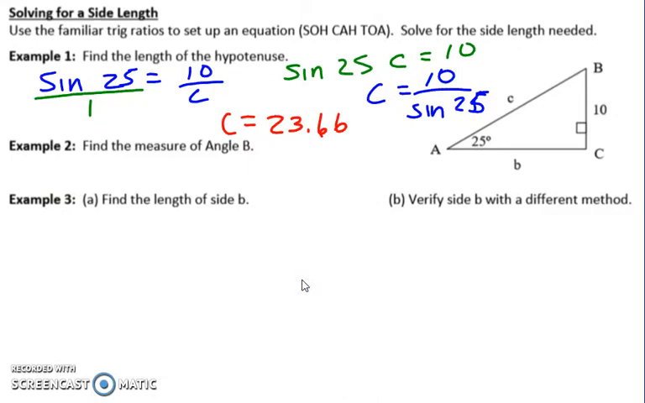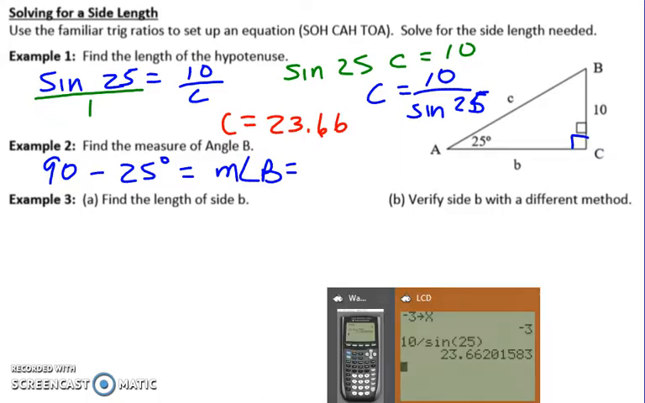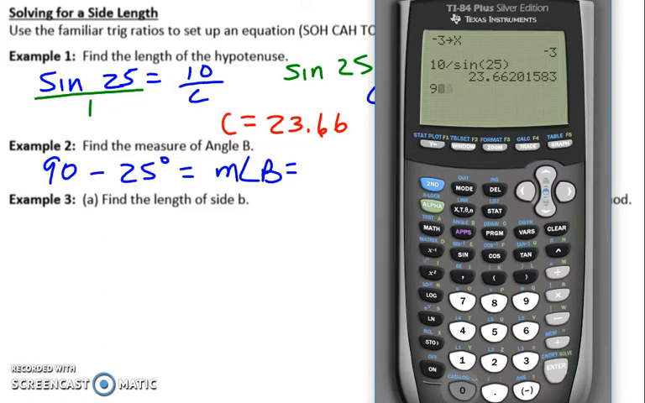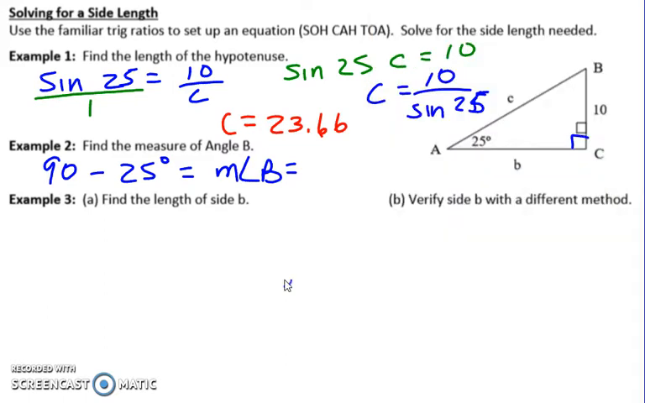So to find the measure of angle B, we can use the knowledge that the sum of the angles of a triangle is 180 degrees. And knowing that angle C is indeed 90 degrees, we can take 90 and subtract the measure of angle A, which is 25 degrees, to get the measure of angle B to be 90 minus 25, which is 65 degrees.